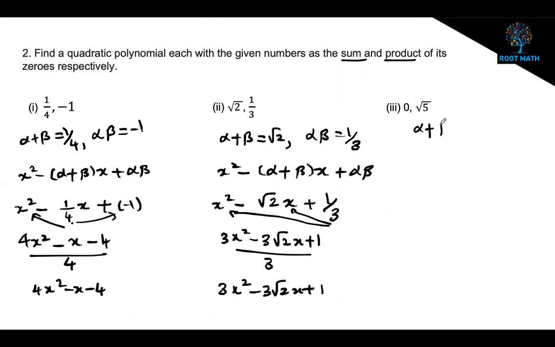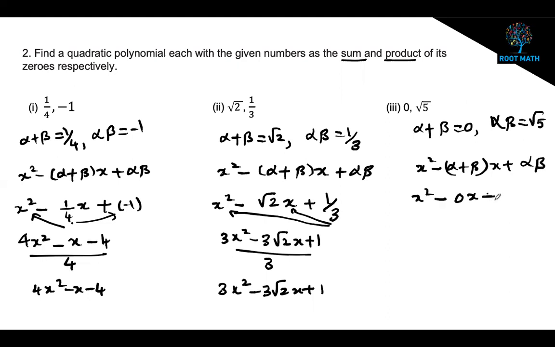Next is alpha plus beta is equal to 0 and alpha beta is equal to root 5. Okay, x squared minus alpha plus beta x plus alpha beta. So x squared minus 0 times x plus root 5. This you can write as x squared plus root 5. Okay, you can leave out the x because the coefficient of x is 0.